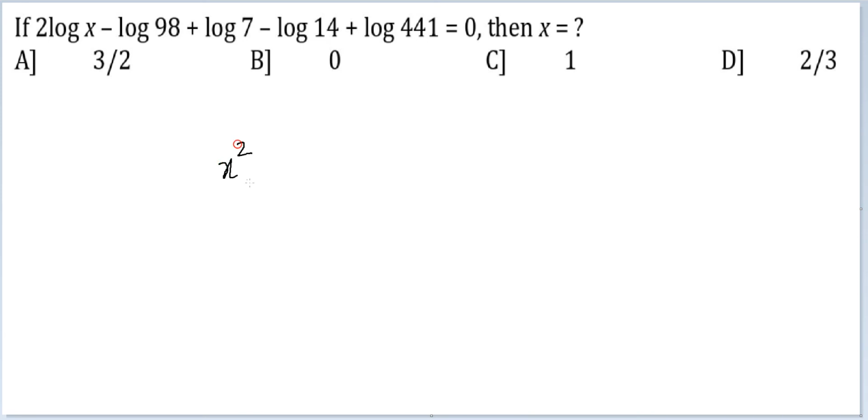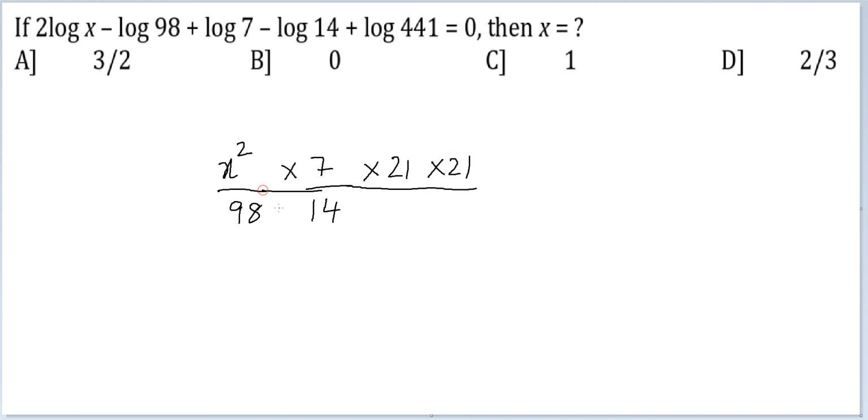So x square divided by 98 into 7 divided by 14 into 441, I will write it down this way, is equal to 1, because after having combined, log whatever base raised to the power 0, we will get 1.